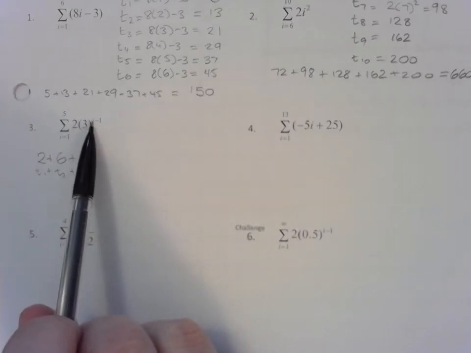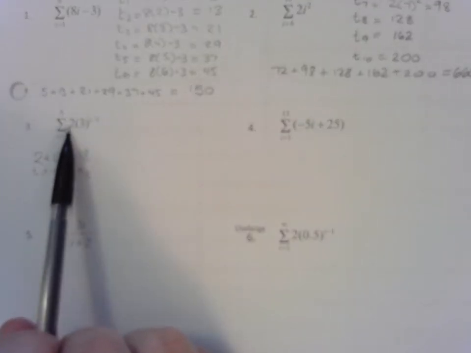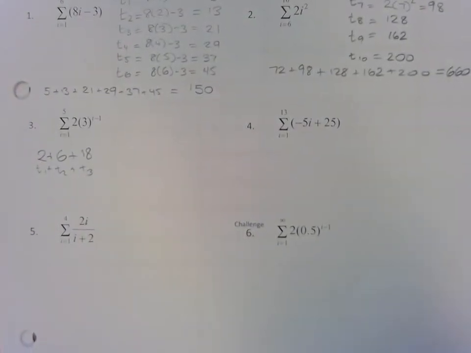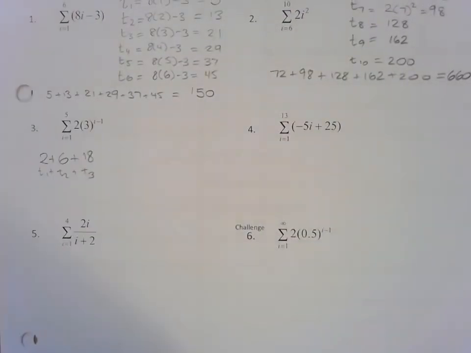1 less than 3 is 2. 3 squared is 9, and 9 times 2 is 18. Yes, this is geometric. I'm just going to wait for this to focus. Come on, focus. There we go. So our third term is 18.